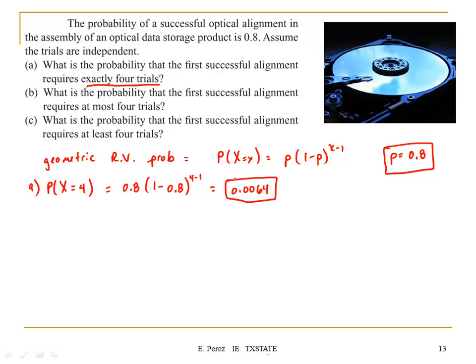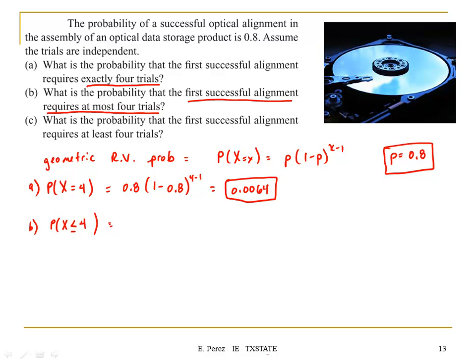Any questions? Okay. Part B. What is the probability that the first successful alignment requires at most 4 trials? So the key words here are at most. When you see at most, you know that you're looking at an upper bound. So this is the probability of x being less than or equal to 4.